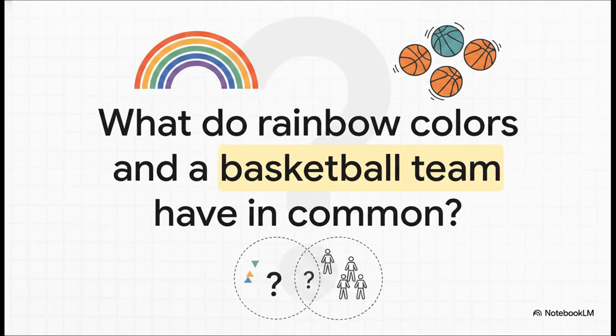So, to get our brains warmed up, I've got a question for you. Picture all the colors in a rainbow. Got it? Okay. Now picture the starting five on a basketball team. I mean, they seem totally unrelated, right? But believe it or not, from a mathematical point of view, they have something huge in common. Any ideas what that might be?